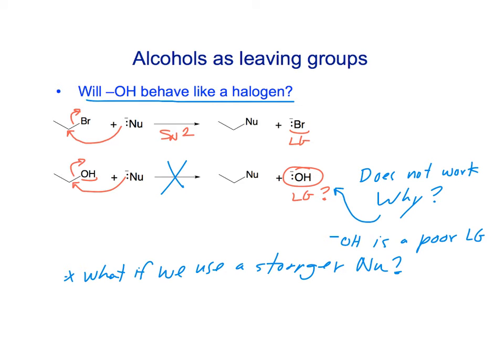Alright, so what if we use, let's just pick an example, a very strong nucleophile like this acetylide anion. So will this be strong enough to push the hydroxide off? In fact, if we do this, it is strong enough to react, but it won't do the substitution because this acetylide is such a strong base, all it will do is an acid-base reaction.